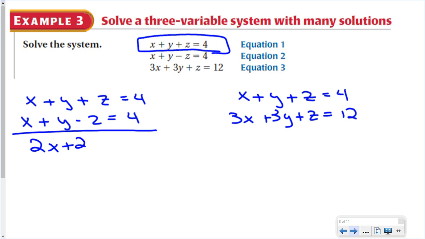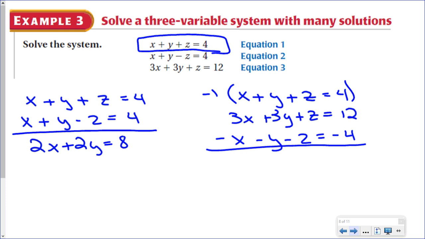2x plus 2y equals 8. And you hop over to the other side. If I want to get the z's to eliminate, I have to multiply the top times -1. Okay. The plan worked out. The z's do eliminate. I'd have 4x. No, 2x. 3 minus 1 is 2. 2x plus 2y equals 8. All right, there we go.